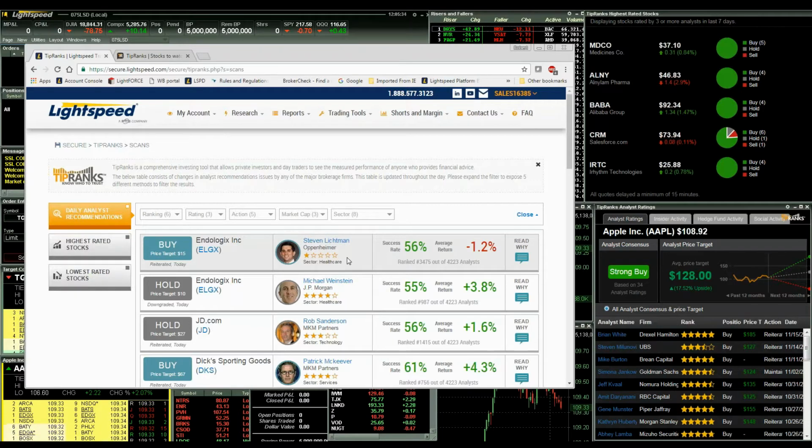But on the other side, you can see below an analyst from JP Morgan who is rating a stock a hold, so it doesn't mean a lot as well. But many times you will find here a lot of investment ideas that are based on top performing analysts. And the beautiful thing here is that it's completely transparent.